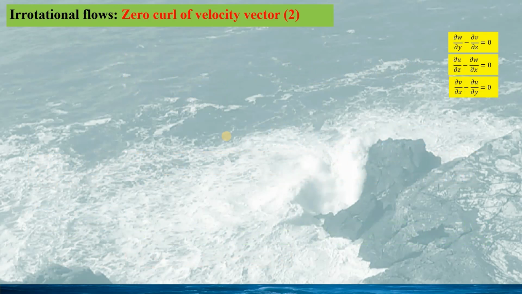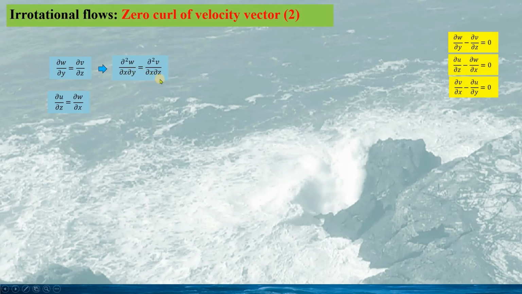In this slide, we will see why there is a conflict in 3D irrotational flows. In fact, all these three equations based on the zero curl of the velocity vector are not independent. Here we can use the first two equations to derive the third one. Take the first two equations and differentiate the first equation with regard to x.